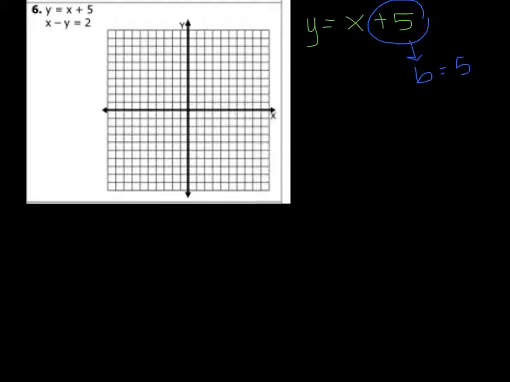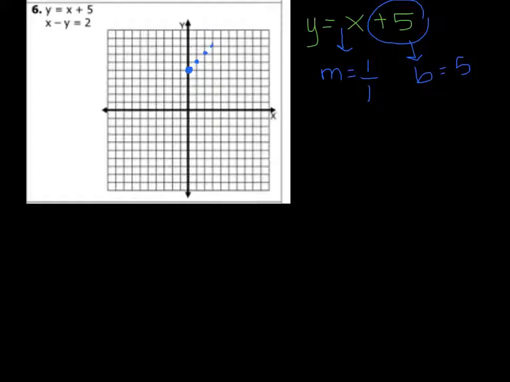So I'm going to put a point on 5 on the y-axis. So 1, 2, 3, 4, 5. I am going to put a point right there on positive 5. And then since this equation has no coefficient in front of x, I know that my slope is 1. So I'm going to rise 1 and run 1 and put another point.